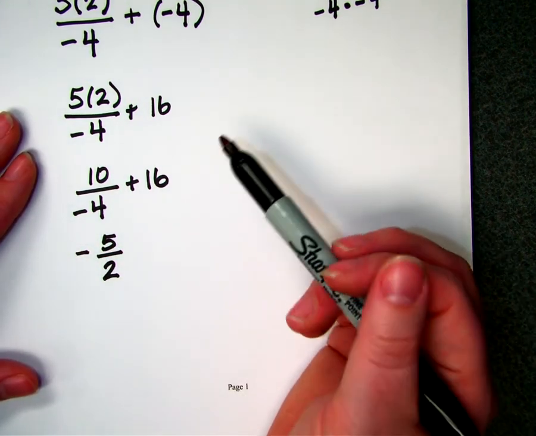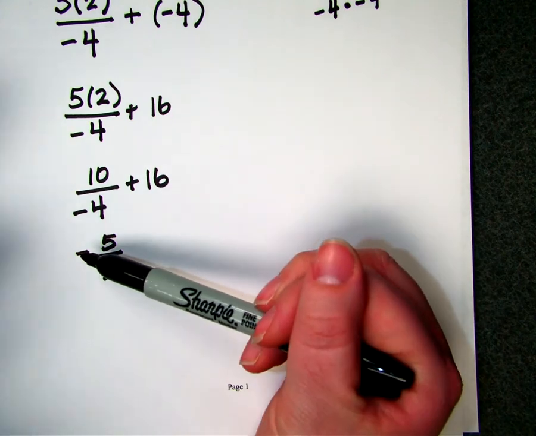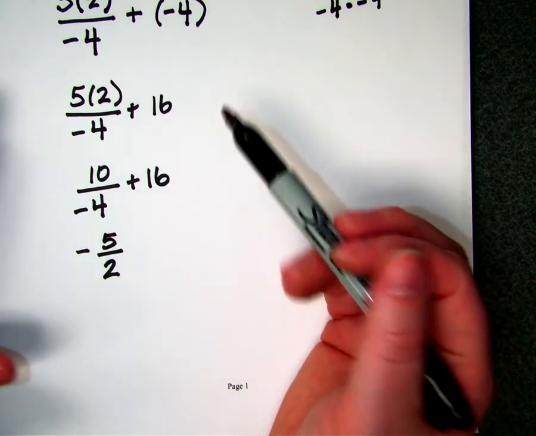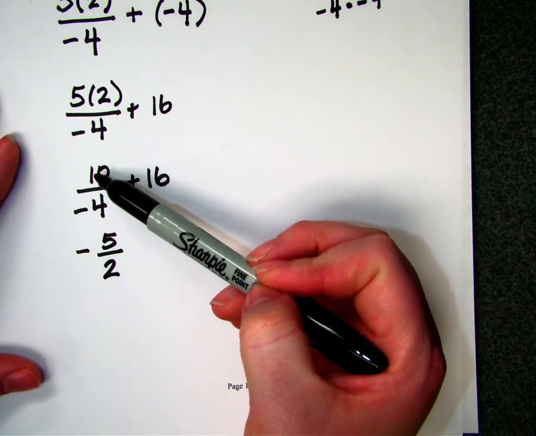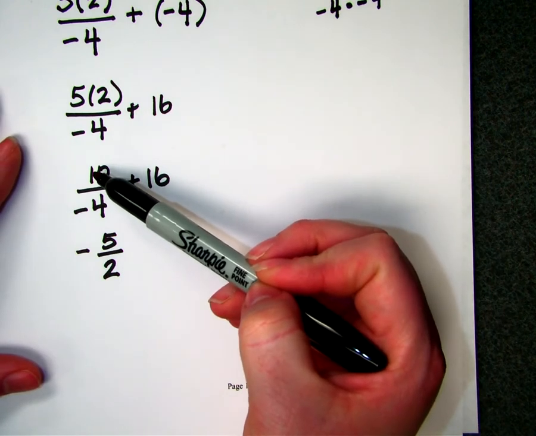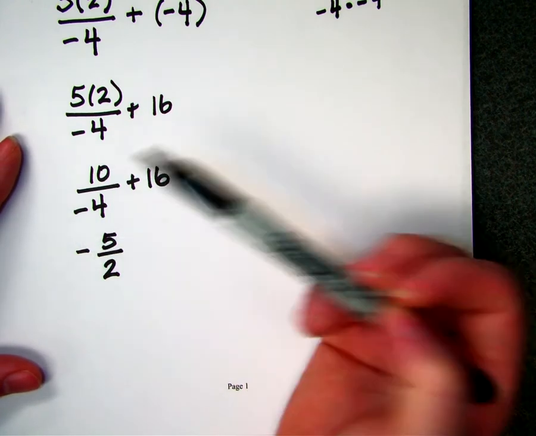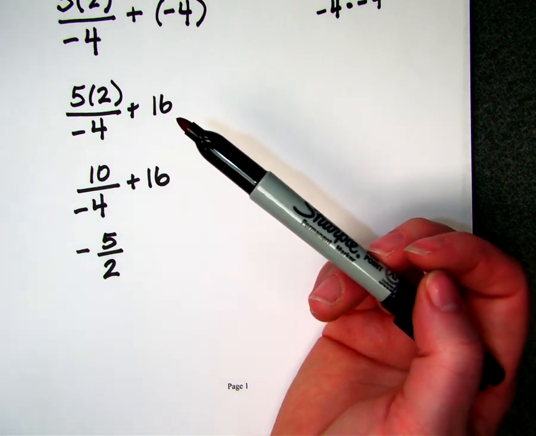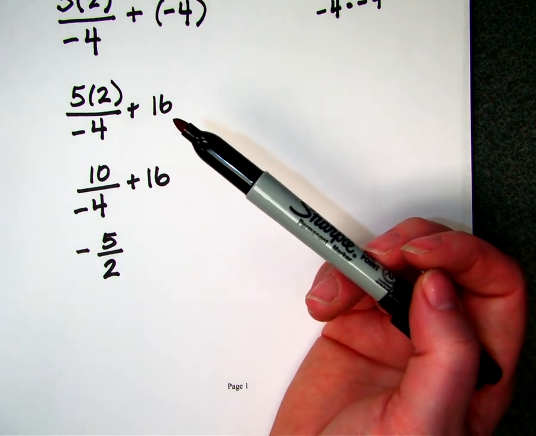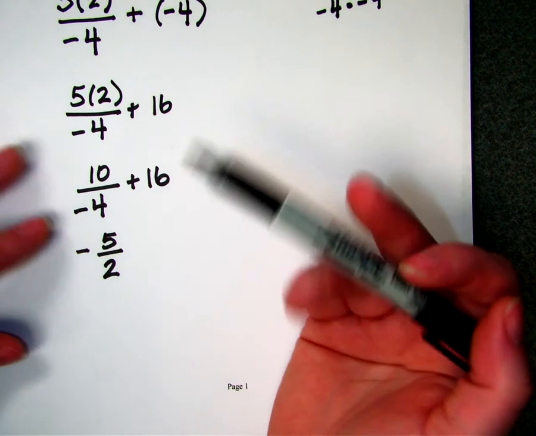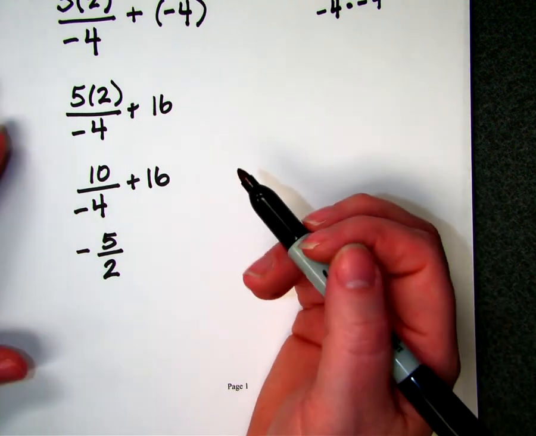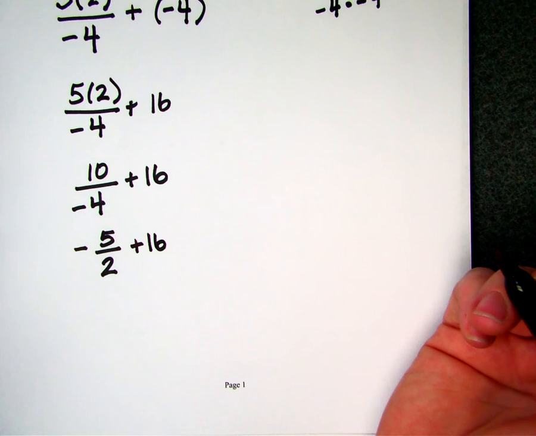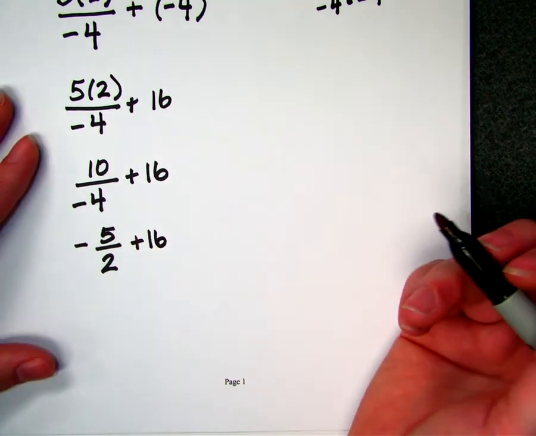One of the things I want to mention is that this negative sign moved. I pulled it out to the front of the fraction. You can do that. You can use your negative sign up in the top of the fraction or the bottom of the fraction, or you can put it out front of the fraction if you really like. It's up to you. You only get to use it once, but you have to use it once. So I'm going to put mine outside in front of the fraction for the moment. So I have negative 5 over 2 plus 16.